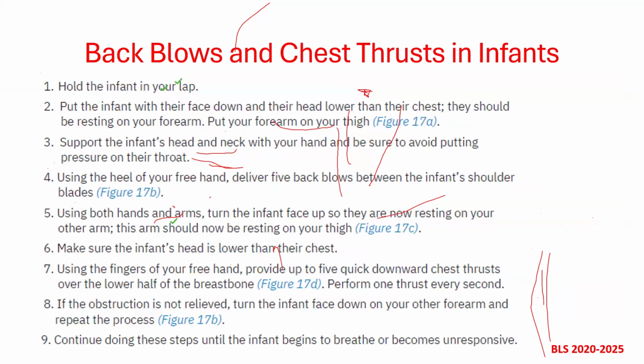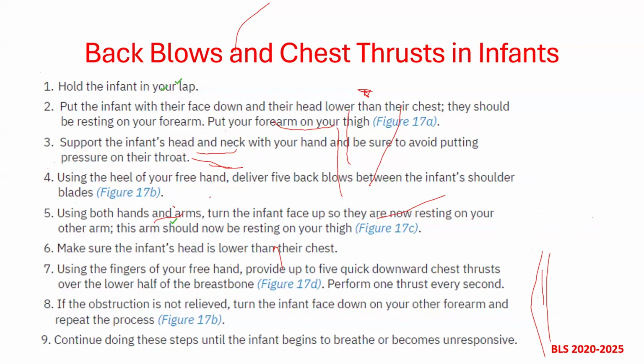So how to do back blows and chest thrusts? Hold the infant in your lap. Put the infant face down with their head lower than their chest, resting on your forearm. Put your forearm on your thigh. Support the infant's head and neck with your hand and be sure to avoid putting pressure on their throat. Very important, when you are holding the patient, you should not put pressure on their throat.